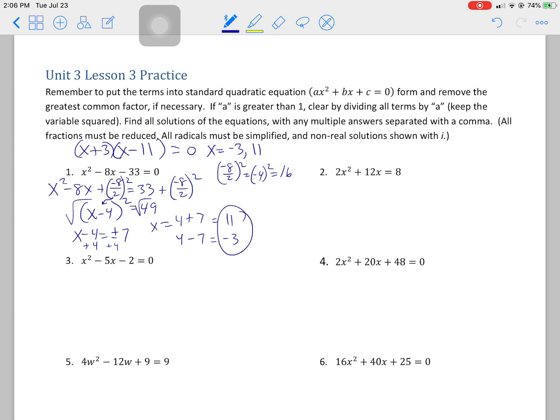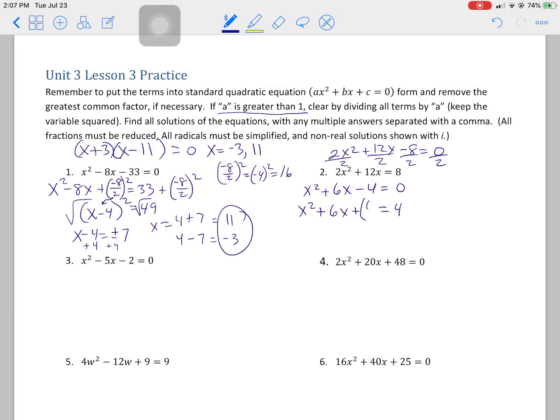This one over here doesn't have everything equal to 0, 2x squared plus 12x minus 8 equals 0. Then it says if a is greater than 1, try to clear it. So let's take the 2 out. All right, and then our problem is going to be x squared plus 6x minus 4 equals 0. That is not going to factor. Okay, so we want to move the 4 over.